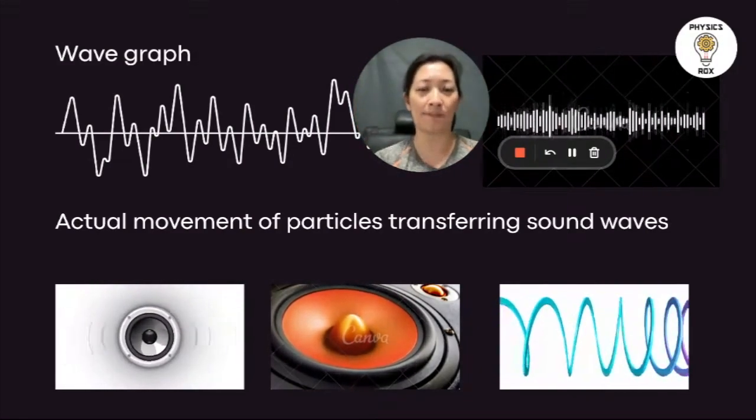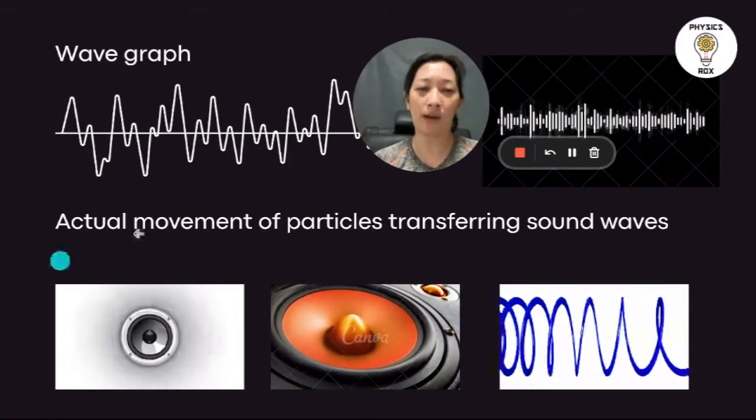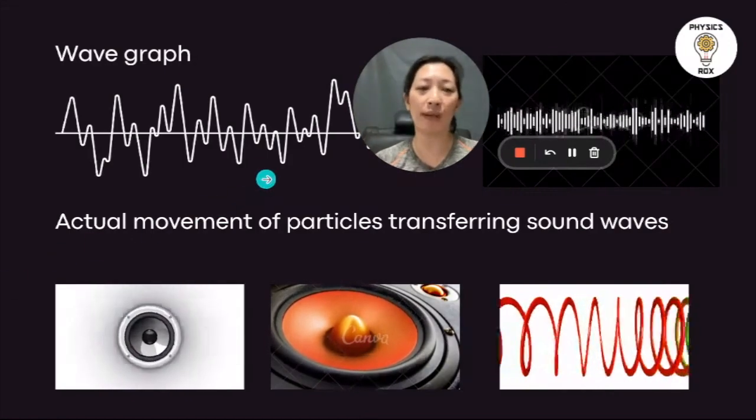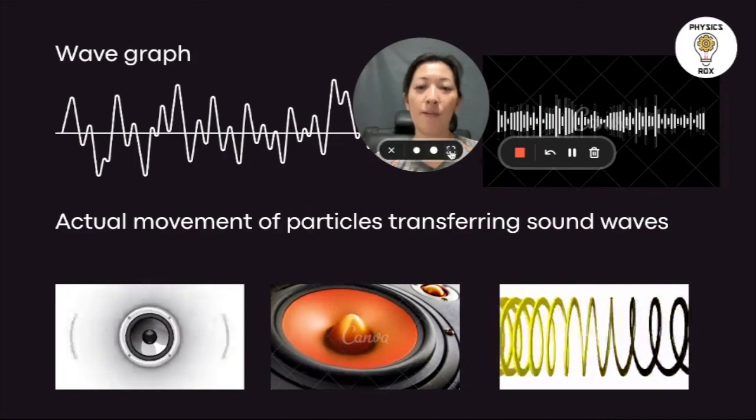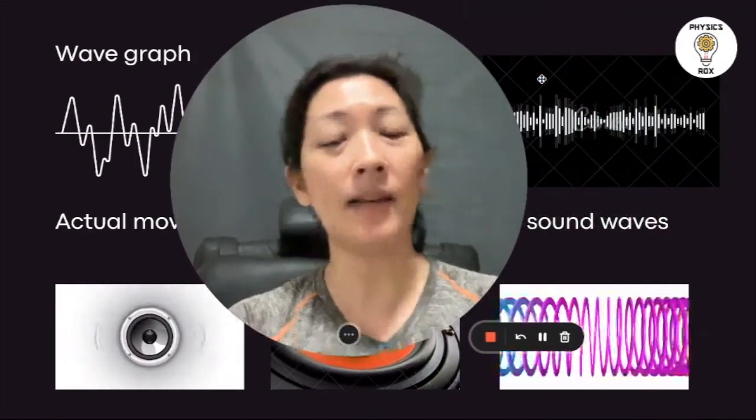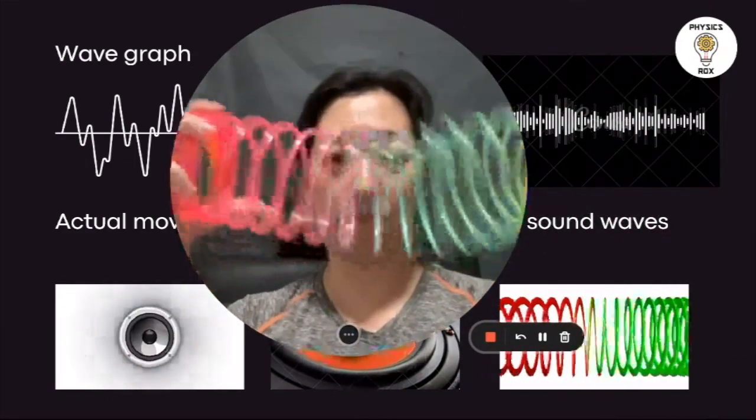transfer of energy. So what exactly are the wave graphs showing then? The wave is just showing the change in amplitude. So to help you visualize this, again, let's look at what they call the slinky spring.